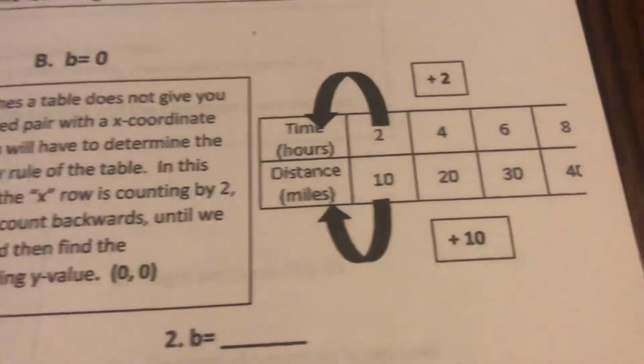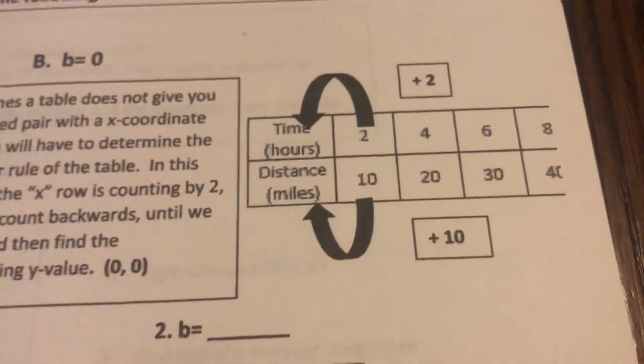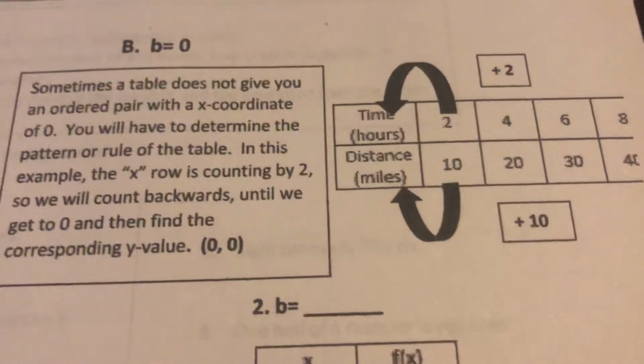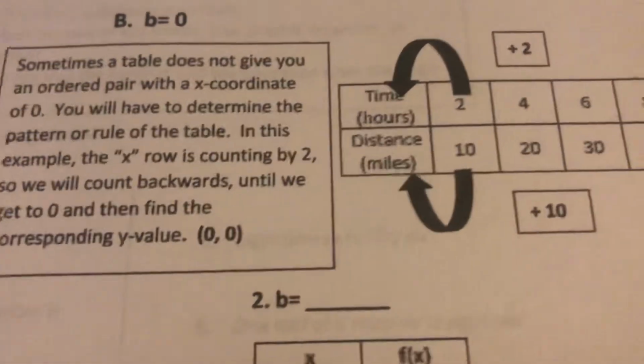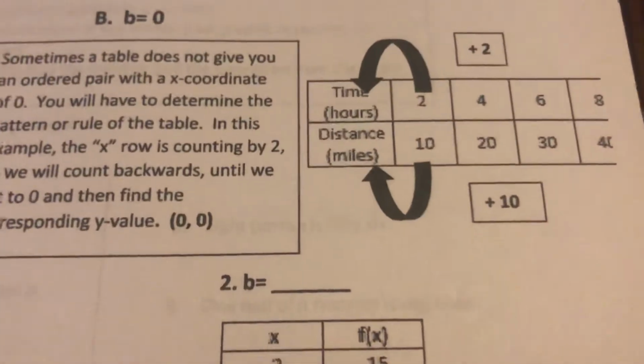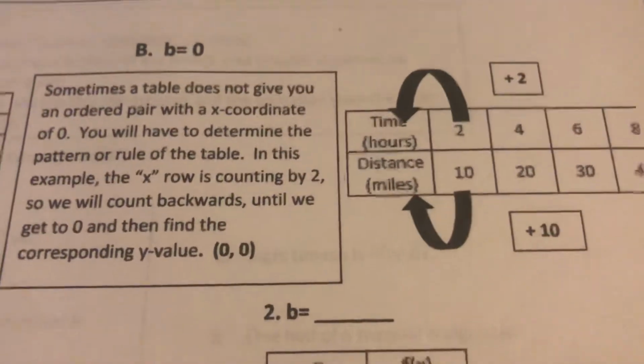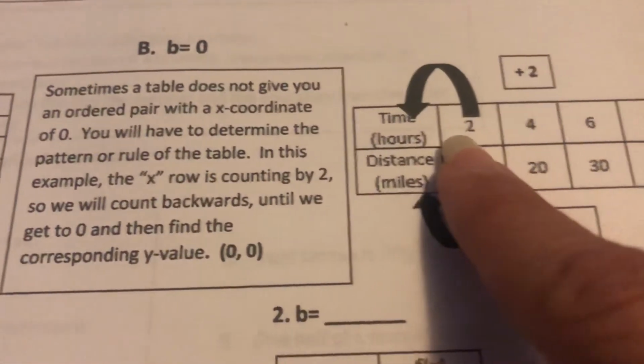And then sometimes you get a table where it's not as obvious. As you can see with this table, there isn't an ordered pair that has an x-coordinate of 0. So there is a little bit more work involved. You're going to have to figure out what the pattern or the rule is.